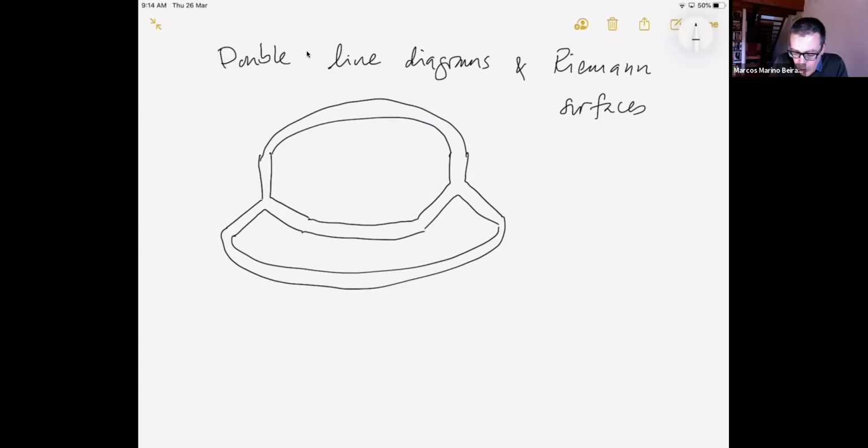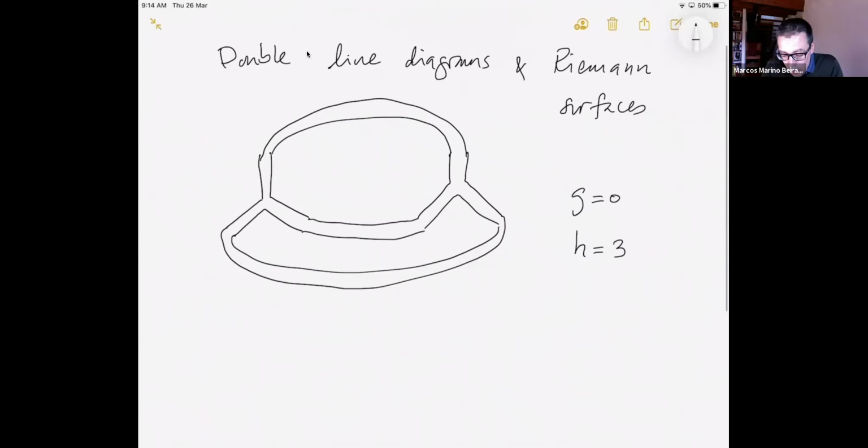And we thought about this as a Riemann surface with genus 0. This is a planar diagram which has 3 boundaries. So it's really a Riemann surface with 3 holes. So this is the first point of view on these double line diagrams as Riemann surfaces with boundaries, with holes. And the number of closed lines corresponds to the number of holes.